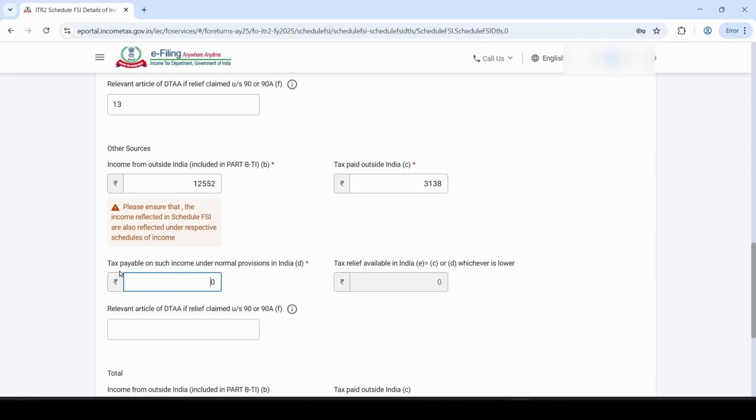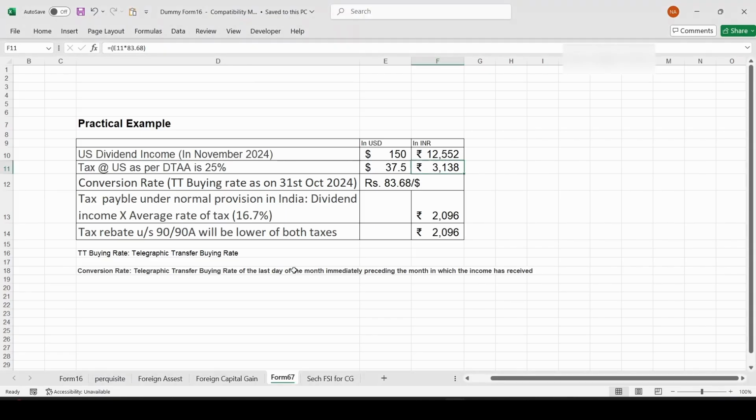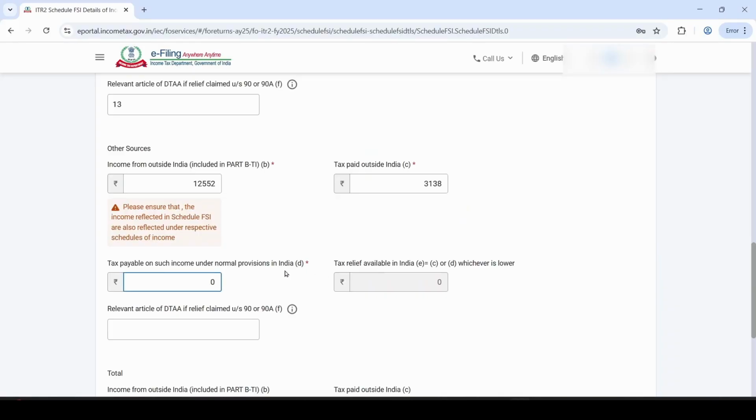Now we need to mention tax payable on such income under normal provision in India. So tax payable under normal provision in India will be our dividend income multiplied by average tax rate. So it is 2096. So our tax relief will be minimum of tax of both countries. So minimum amount is 2096.